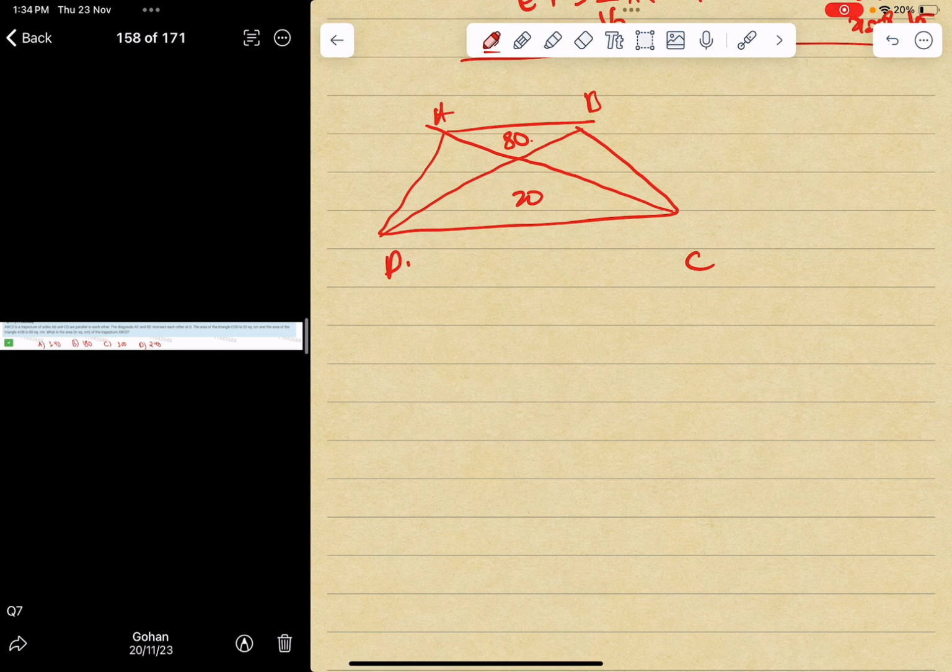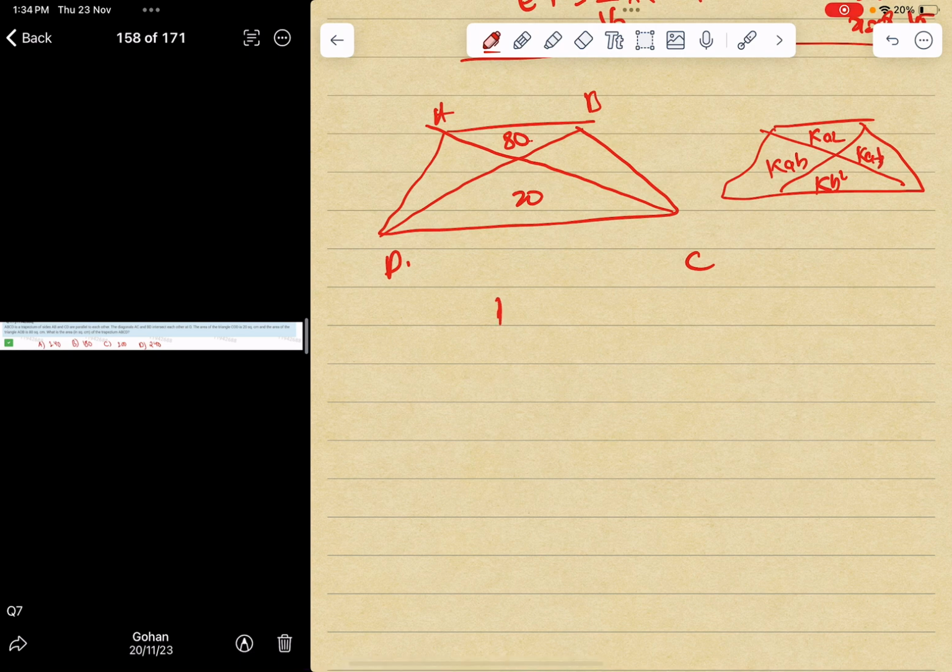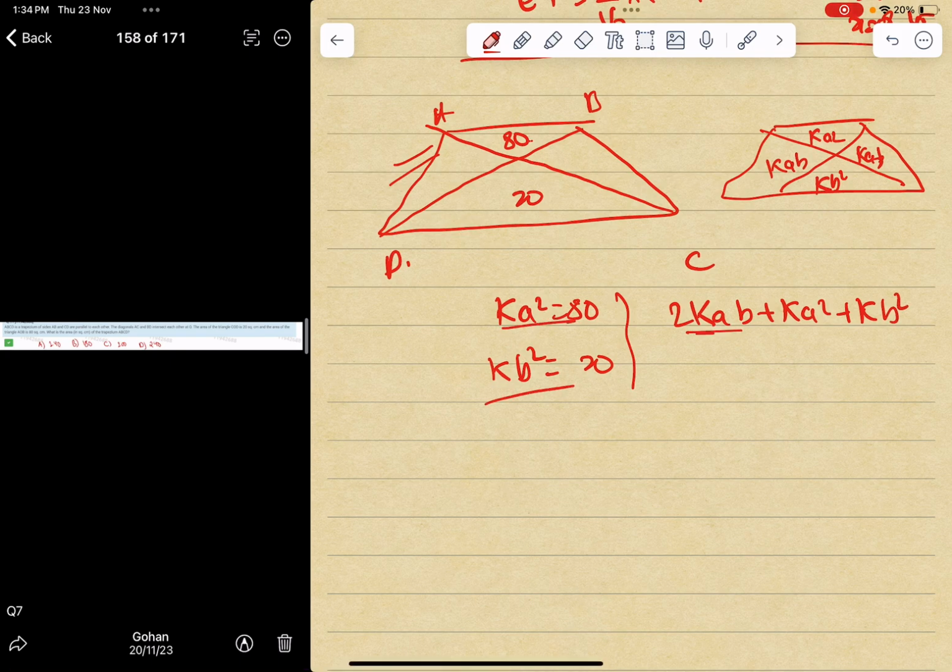We know that for a trapezium, this is KA square, KB square. Very easy, we can find out. We know that KA square is how much? 80. KB square is how much? 20. Ignore the figure, okay. Total area will be how much? 2KAB plus KA square plus KB square. So first of all, let us find this KAB. KA square upon KB square is 80 by 20, or you can write 4. So A by B is 2.